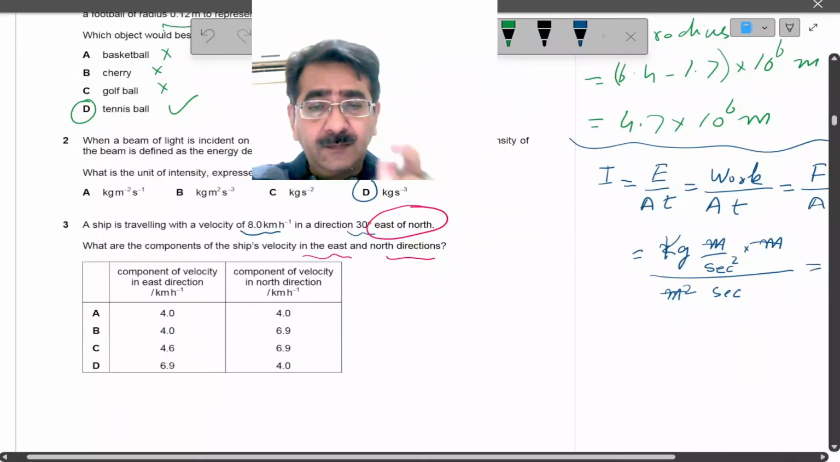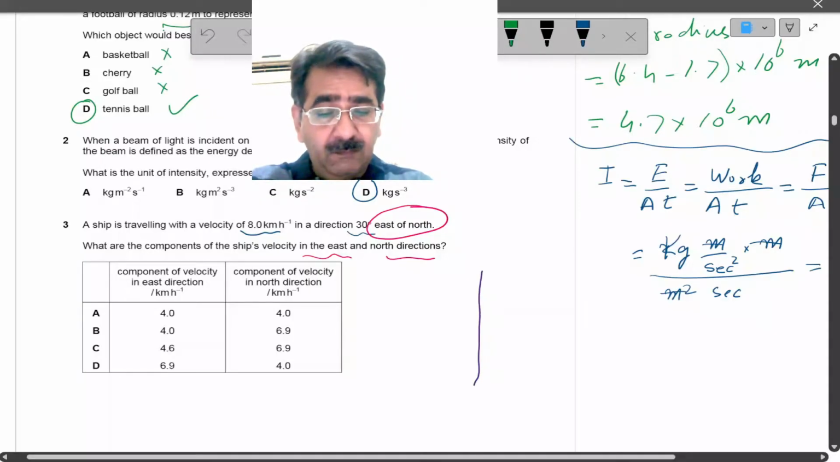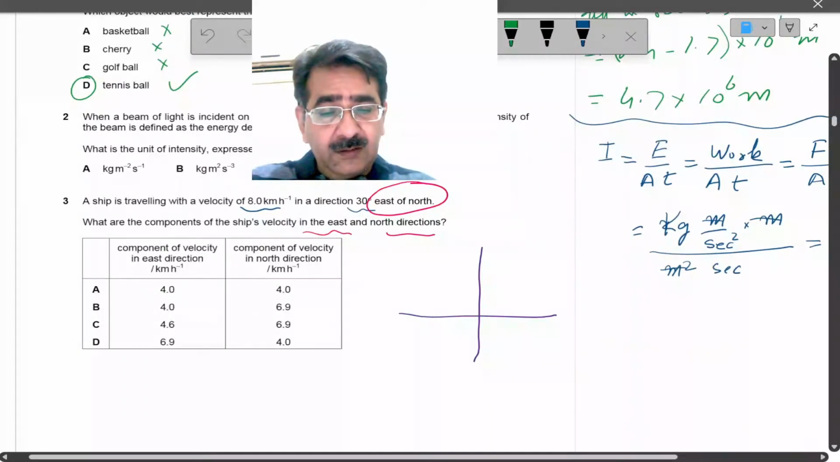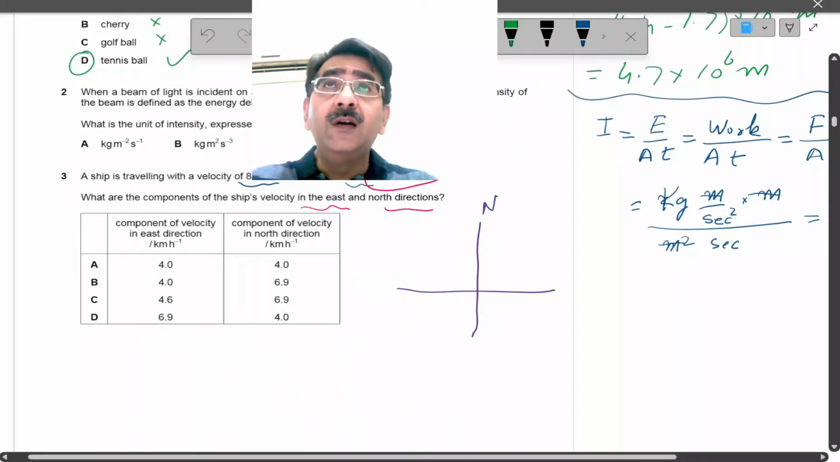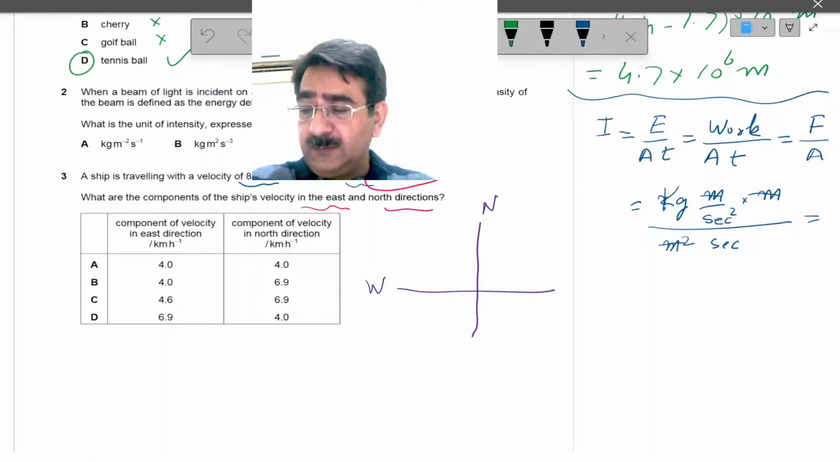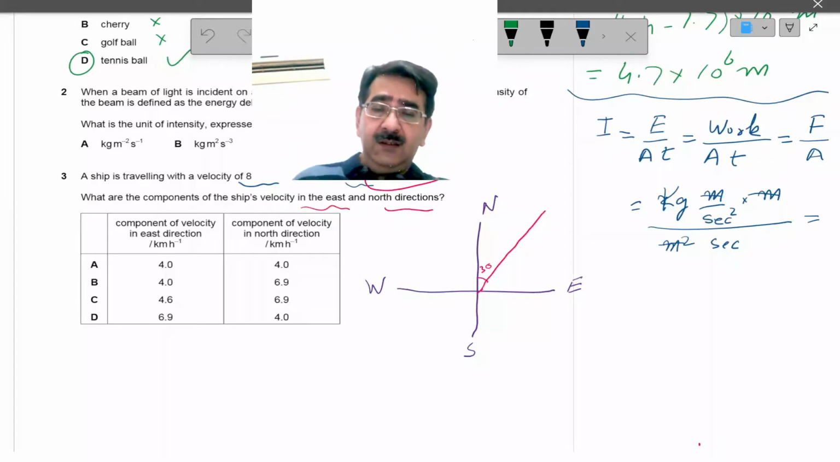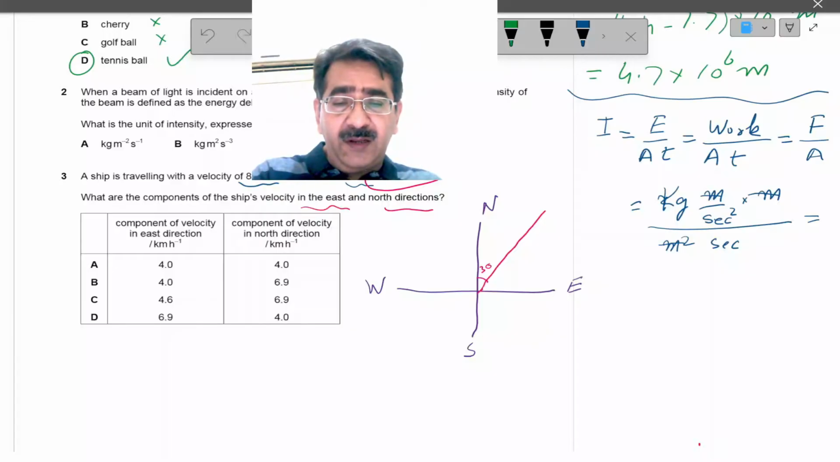If we draw this, this will be north, this will be west, this will be east, and this will be south. As the angle is 30 degrees east of north, that means it is making an angle of 30 degrees with the north, in the northeast section.